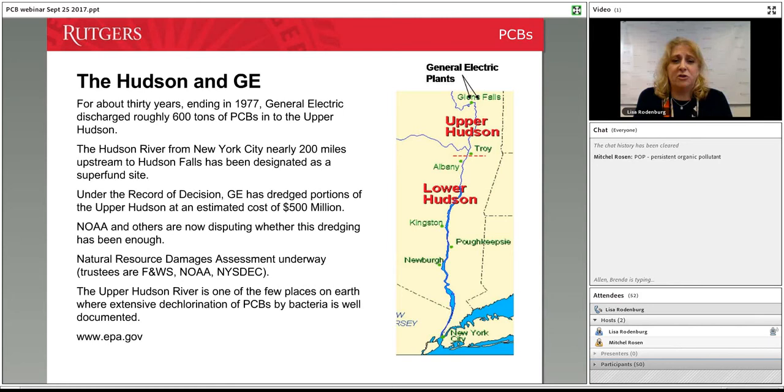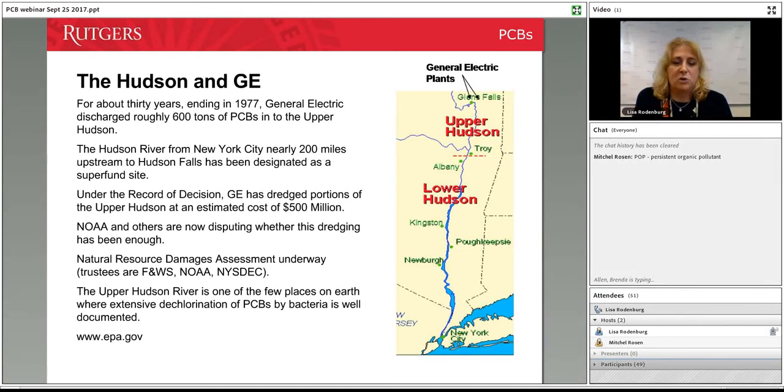So GE has done the dredging. The dredging is now complete. The EPA is saying that now, under the Superfund rules, you evaluate the remedy every 5 years to decide whether it has worked or not. And EPA is doing their 5-year reviews and has decided that it's too soon to tell whether the remedy has actually worked yet. But NOAA, the National Oceanographic and Atmospheric Administration, which oversees the Fish and Wildlife Service, is disputing whether the dredging has been enough. And there's a bit of a dust-up going on between the EPA and NOAA.